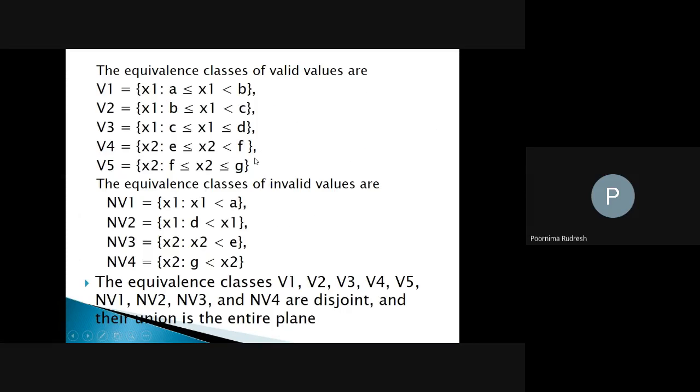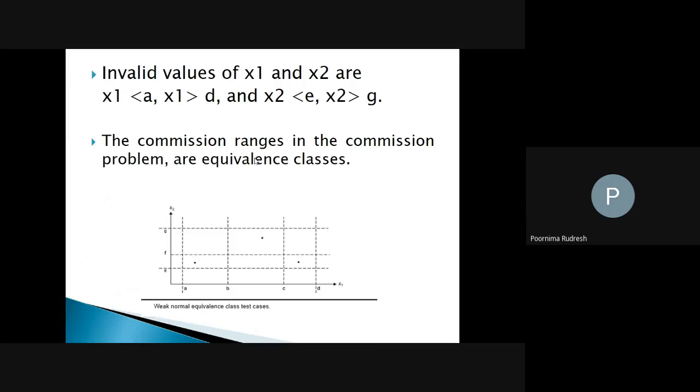Similarly, for v2, the value is b ≤ x1 < c. So here, see, in this case it is a to b, b to c, and c to d. All are treated as valid input values.